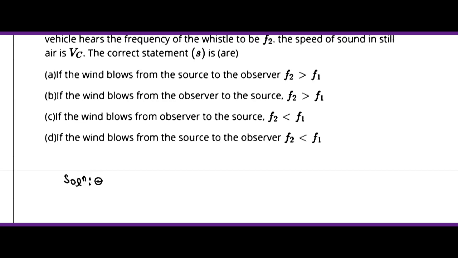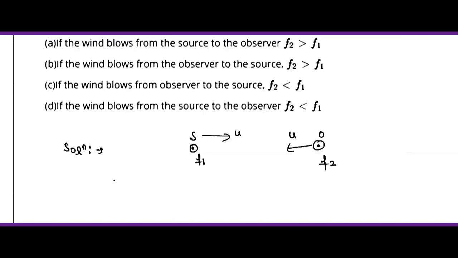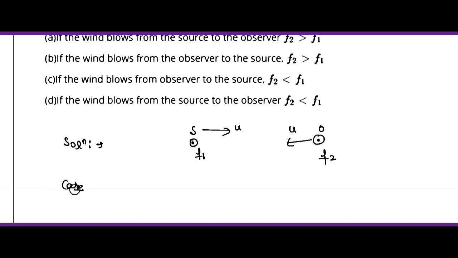So the solution of this question is, let this be our source here at this point, and it is traveling with u velocity and frequency f1, and here is our observer, and this is approaching the source with u velocity, and f2 is the frequency here. So we have two cases here. Case 1 is if wind blows from observer to source.